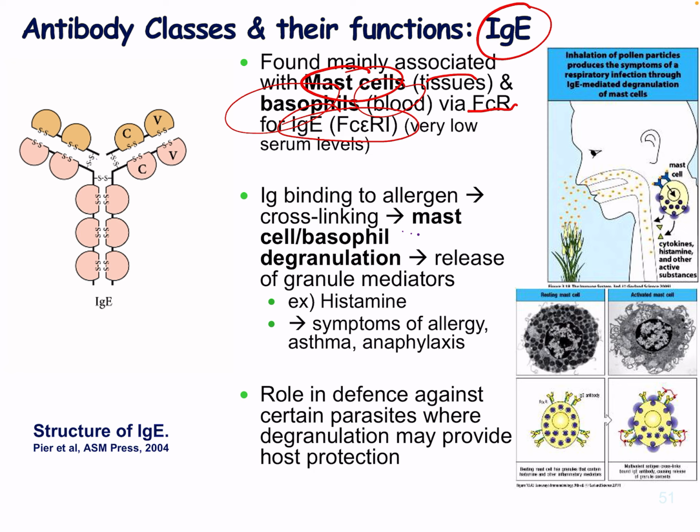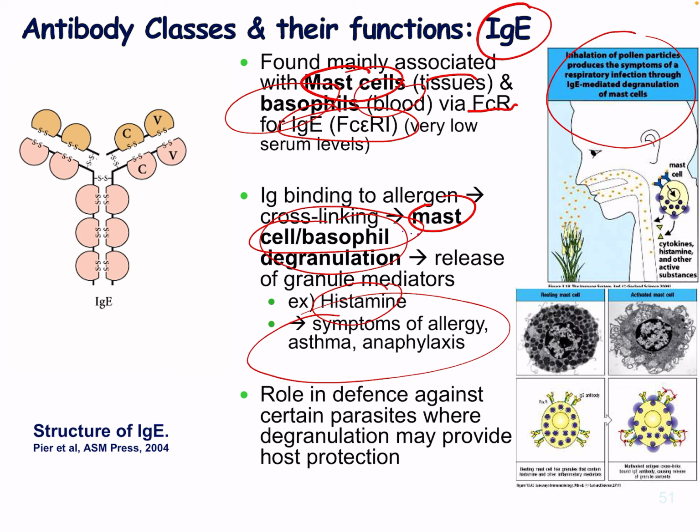Immunoglobulin binding to the allergen will result in cross-linking, and this will result in mast cell and basophil degranulation, and these release their granule mediators, which include histamine, which can result in symptoms in allergies, asthma, and anaphylaxis. We'll have whole lectures on different immune conditions, but these allergens will unnecessarily stimulate these IgE molecules, and they'll stimulate excess amounts of basophils and mast cells, causing too much histamine release. And again, this is where we get our crazy symptoms that are not fun.